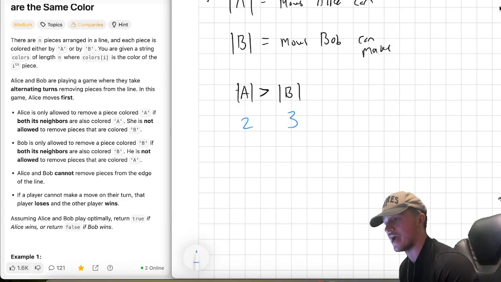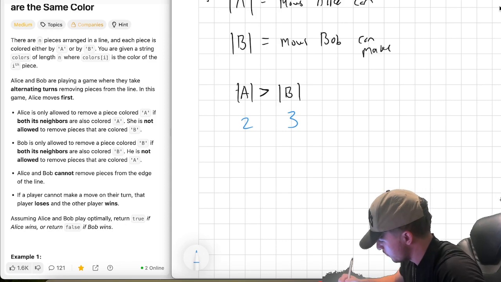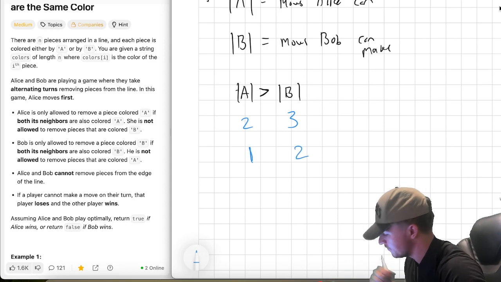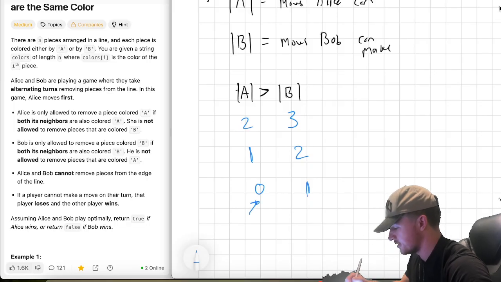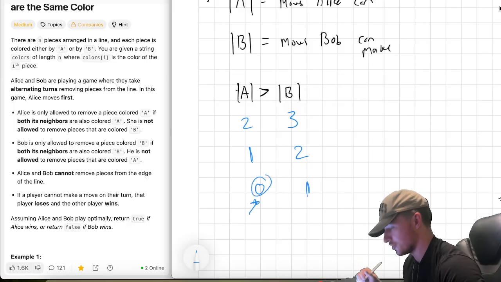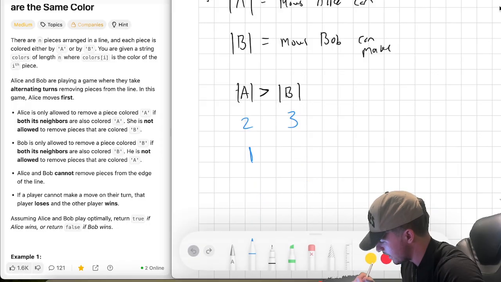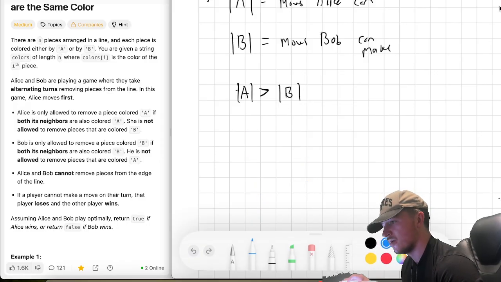If there's 2 moves for Alice and 3 moves for Bob, well, she's going to move and she's going to have 1 left. He's going to have 2 left. She's going to move. She's going to have 0 left. He's going to have 1 left. She's going to move and she can't move because she's at 0. She loses. Right? So strictly greater in order for Alice to win. I hope that makes sense.